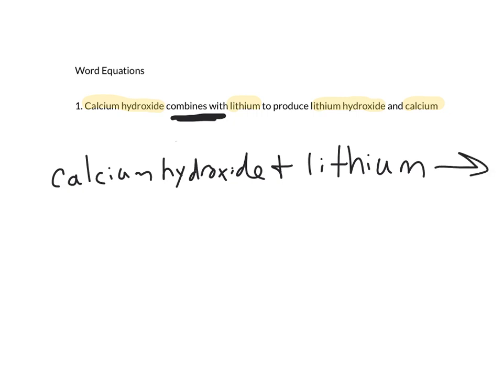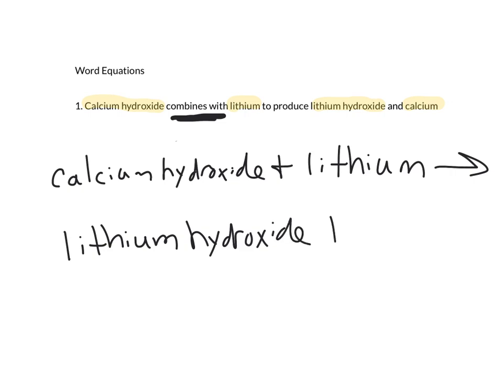Arrow, and I'm running out of room here, but we'd all run it on one line. Arrow is going to produce two things. What is it going to produce? It's going to produce lithium hydroxide and calcium. Okay, so this is what I want. This is a word equation. What we've done is we've taken a sentence and put it into a word equation. So let's do one more.